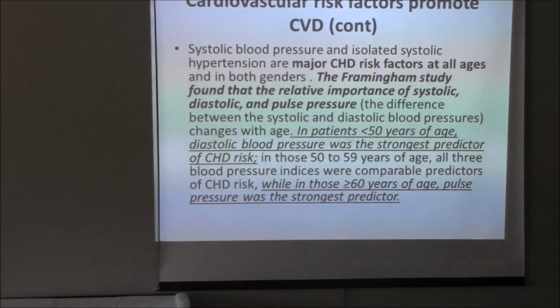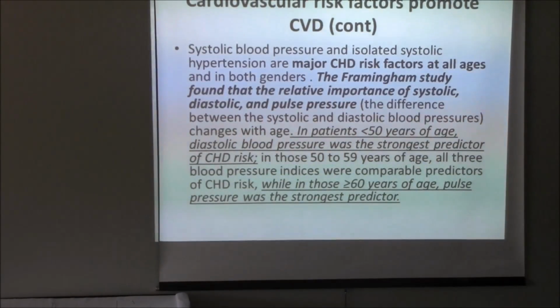In patients less than 50 years of age, diastolic blood pressure, which is the bottom number of the number that you get when you check your blood pressure, which is your heart at rest, was the strongest predictor of CHD risk. So if your heart's not resting, it's not resting. If that number's high, your heart's not resting very well. So we want to keep those numbers low.